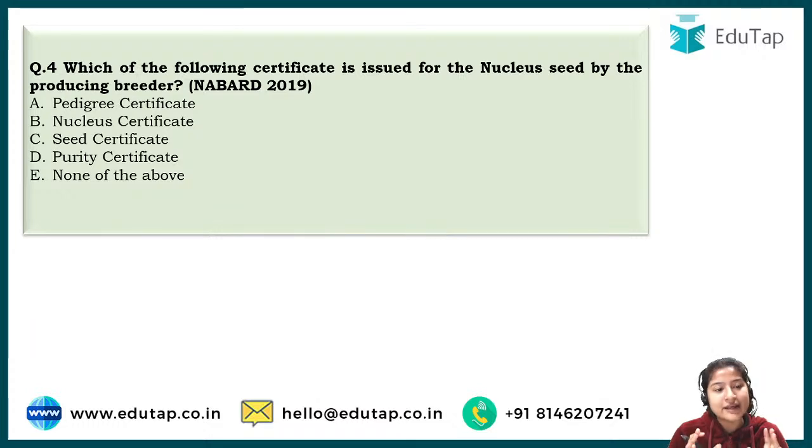There are equal questions of NABARD and AFO, 9 for NABARD, 9 for AFO. It may not be in sequence, so don't be confused. Dilip also said the correct answer.